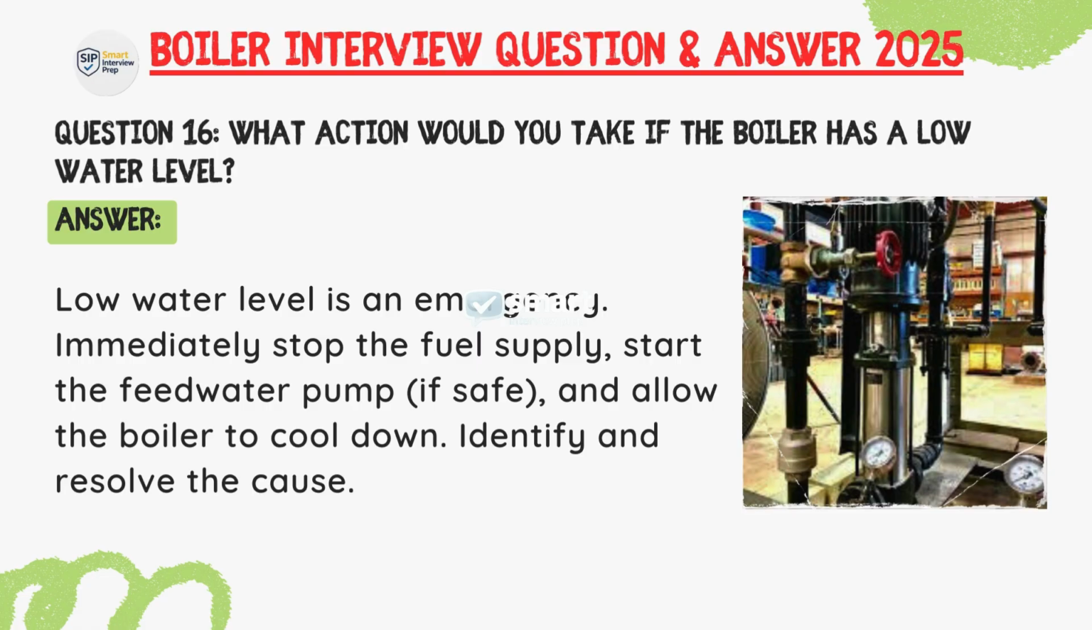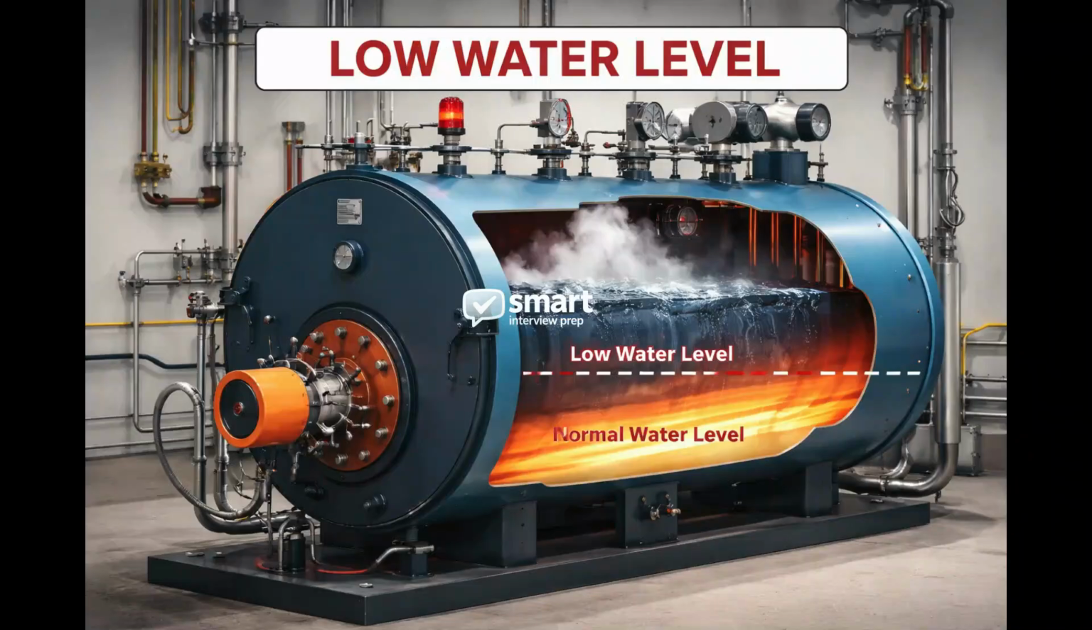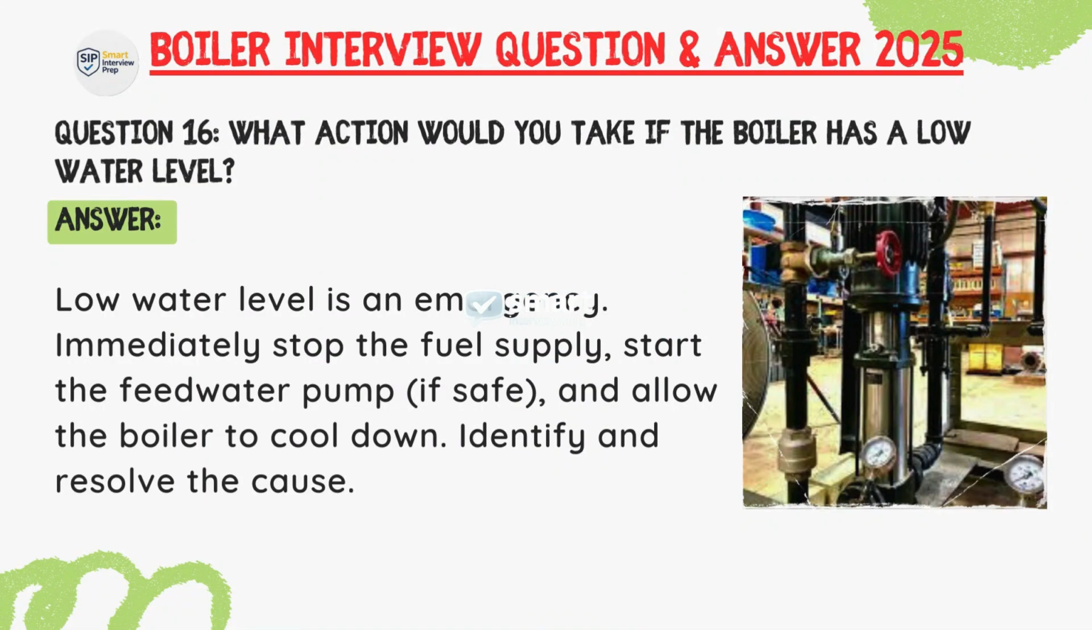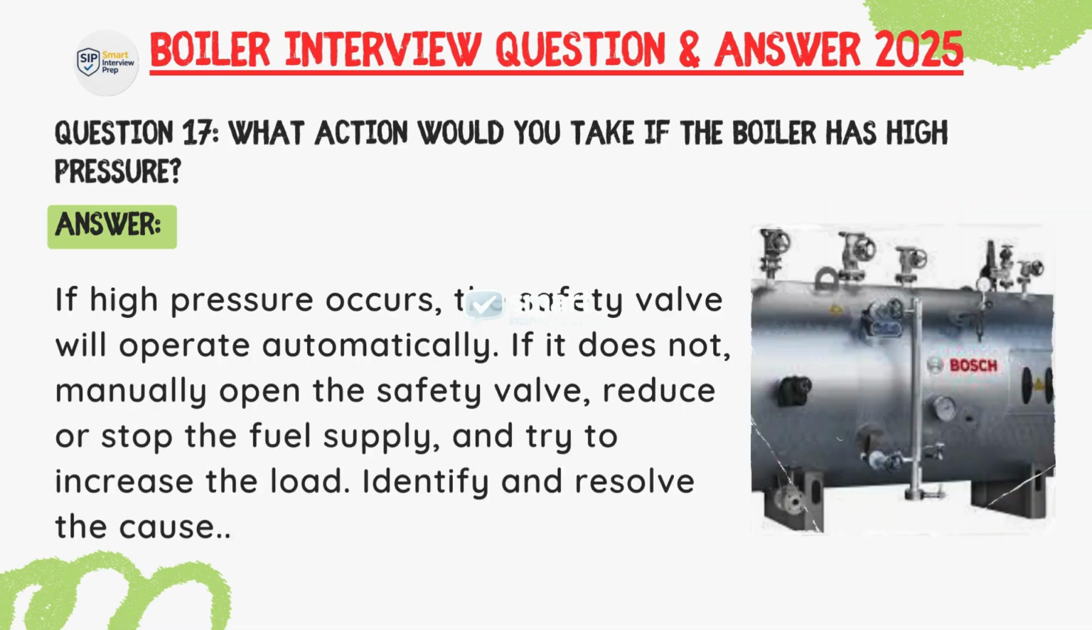Question: What action would you take if the boiler has a low water level? Answer: Low water level is an emergency. Immediately stop the fuel supply. Start the feedwater pump if safe and allow the boiler to cool down. Identify and resolve the cause.